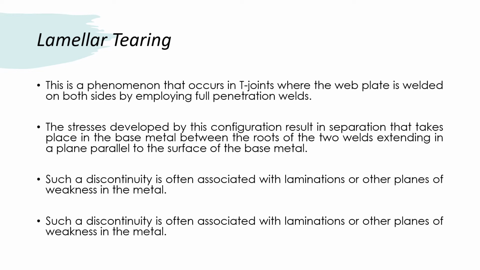Next is the laminar tearing. This is a phenomenon occurring in T-joints where the web plate is welded on both sides by employing full penetration welds. The stresses developed by this configuration result in separation that takes place in the base metal between the roots of the two welds, extending in a plane parallel to the surface of the base metal.